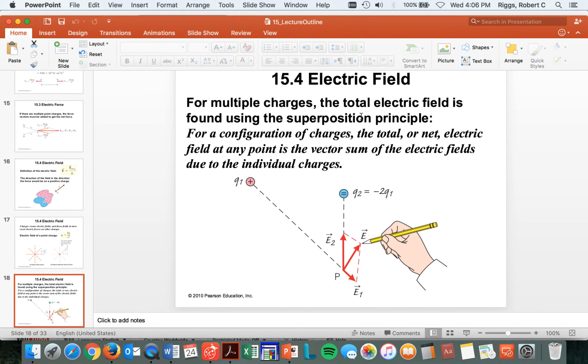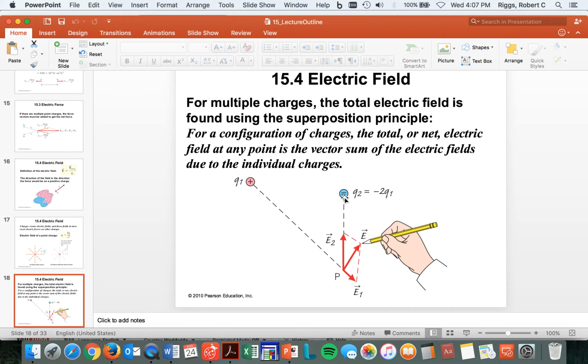All right. For multiple charges, the electric field is found by using the superposition principle. In other words, you find out at this point here, you figure out what the magnitude of the electric field is by this one. You figure out, still using this point, find out what the electric field is on this one.